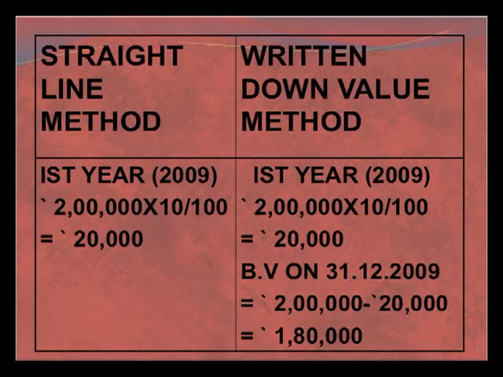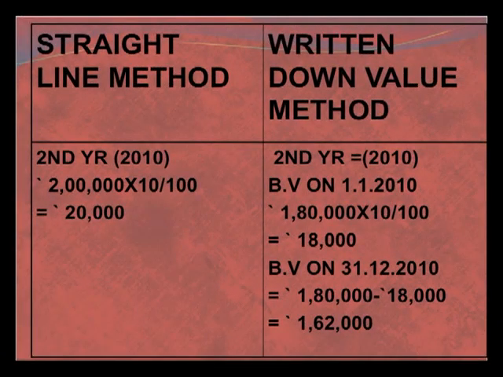In the straight line method, in the first year the cost of the machinery is 2 lakh and the depreciation at the rate of 10% comes to rupees 20,000. In the written down value method also, we have calculated the depreciation on the cost of the asset, that is 2 lakh, and at the rate of 10% the depreciation is 20,000. Now in the written down value method you see another figure: after charging depreciation of rupees 20,000, the book value of the asset has gone down to 1,80,000. Let's see what happens in the next year.